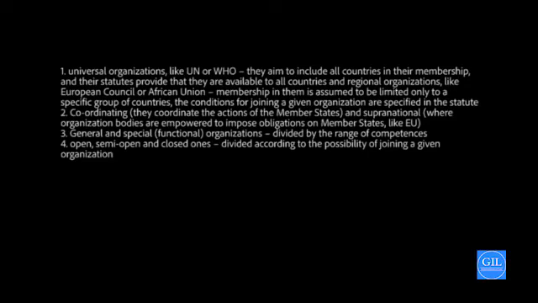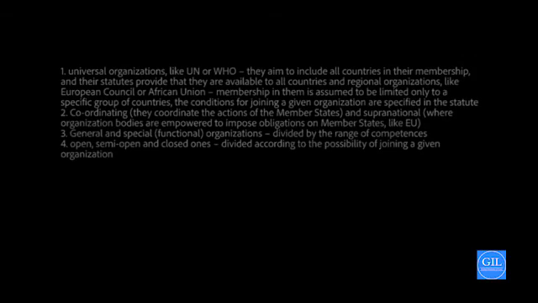We have coordinating and supranational organizations. Coordinating ones coordinate the actions of the member states, and supranational ones are those where organization bodies are empowered to impose obligations on member states, like in the case of the European Union. We have general and special functional organizations divided by the range of competences, and we have open, semi-open, and closed ones, divided according to the possibility of joining a given organization.